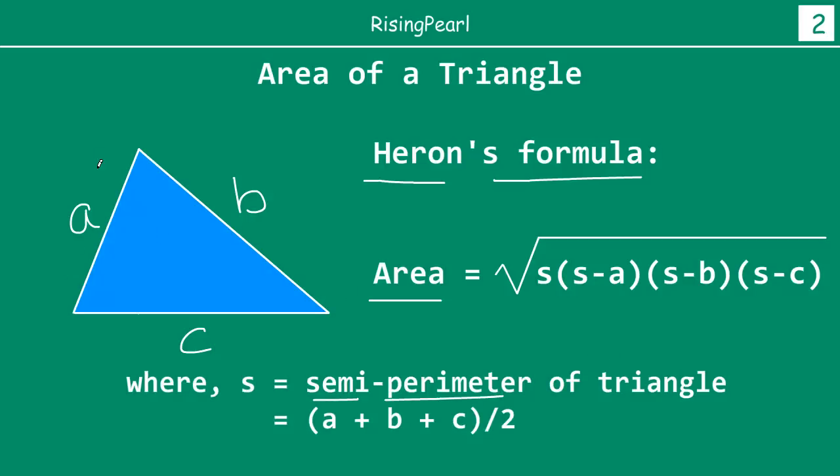The perimeter of this triangle is the length around it. If you start from here, it will be b plus c plus a, right? But s is the semi-perimeter, which is half the perimeter. So a plus b plus c divided by 2. That is the value of s. Then the area of this entire triangle will be equal to the square root of s times s minus a times s minus b times s minus c. We have seen this in our earlier grades as well.